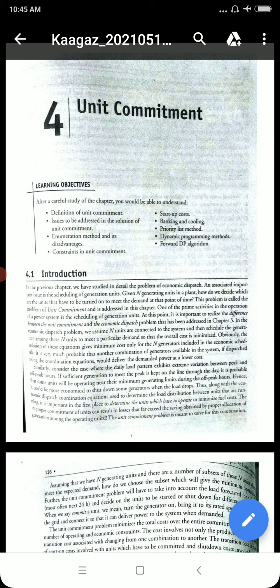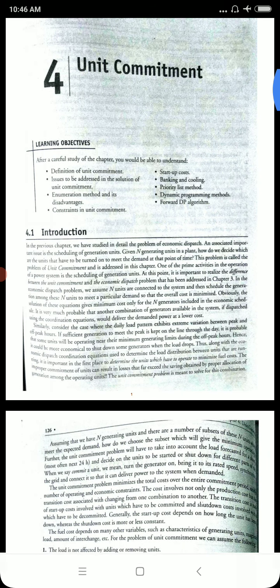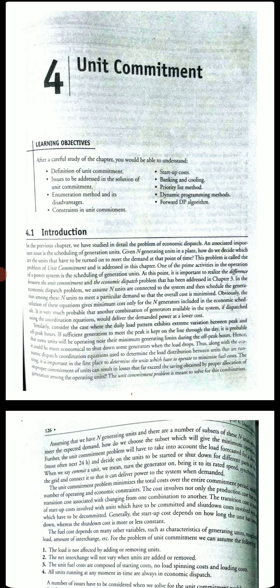Economic dispatch is nothing but, if n numbers of units are there, all the generator units are in the on position, meeting the demand. All the generators are supplying with the minimum cost, that is called economic dispatch. So in economic dispatch all the units will be on, and the units which are on are all working economically, which means giving the minimum cost. But unit commitment is not like that.